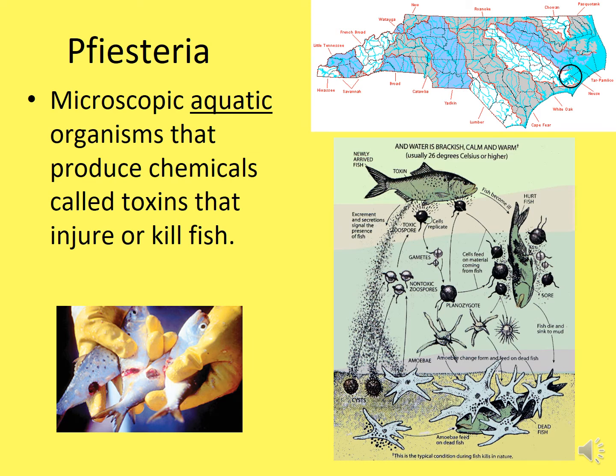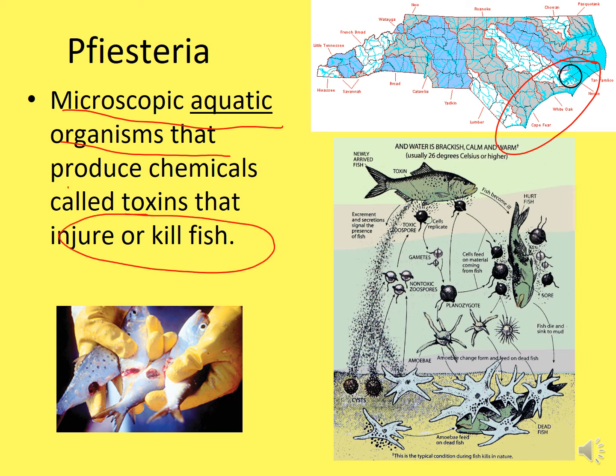Pfiesteria. Now Pfiesteria happened again. This happened in North Carolina, right here at the coast. This was when aquatic organisms produce chemical toxins that injure or kill fish. Look at this. Can you imagine getting the fish and looking like that? So what happens is it goes through the pores. One fish has it, he dies, and that goes to another one. It just spreads all in the water.